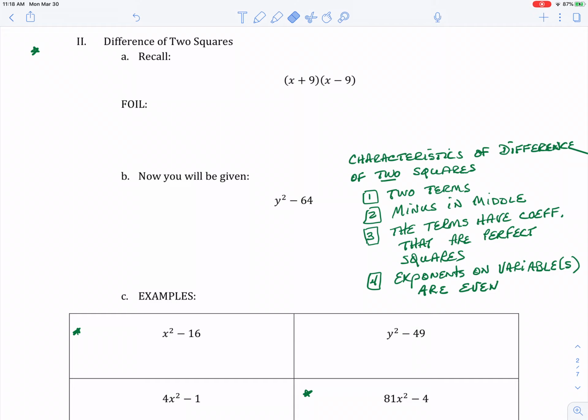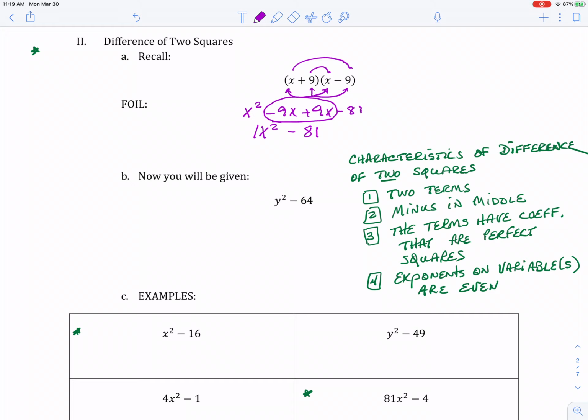So a quick review, back in chapter 5, we did FOIL with something like this. We did first times first, then we did outside, then we did inside, and then we did last times last. So you notice here in the middle that these two are the exact same coefficients except they have opposite signs. So they add up to 0, and we come up with something that's the difference of two squares. Two terms, minus in the middle. 1 and 81 are both perfect squares, and the exponent is an even exponent.